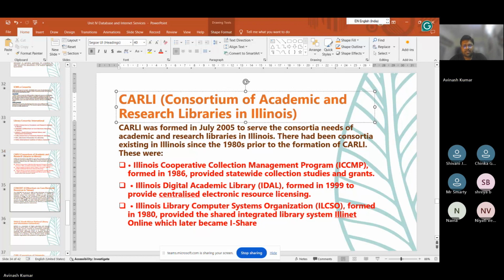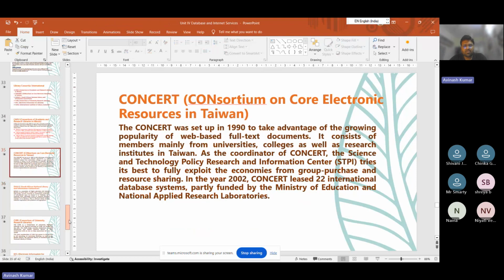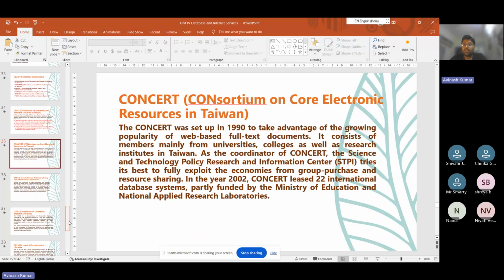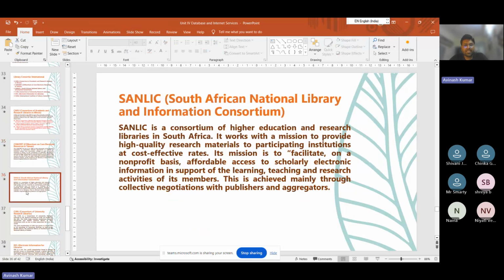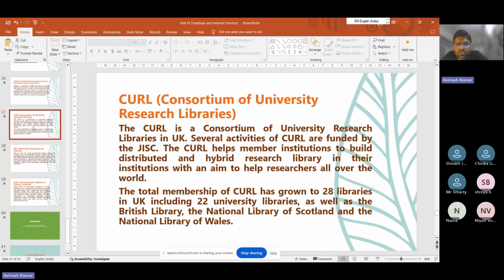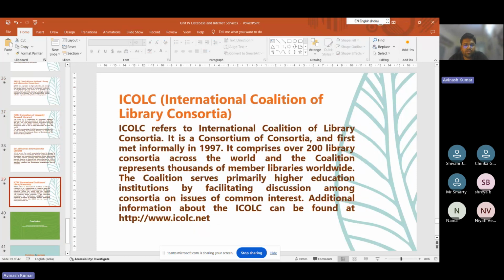Next is CONCERT, Consortium on Core Electronic Resources in Taiwan. The CONCERT consortium is of Taiwan. Then SANLiC, South African National Library and Information Consortium. You can take a screenshot. CURL, Consortium of University Research Libraries, is a UK based consortium. And ICOLC, International Coalition of Library Consortia, was established in 1997.